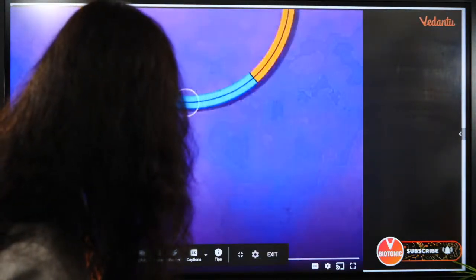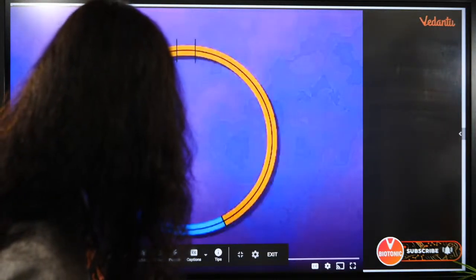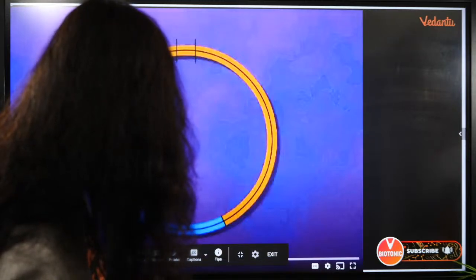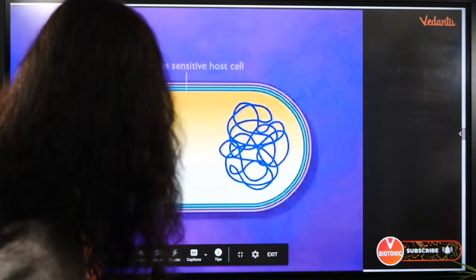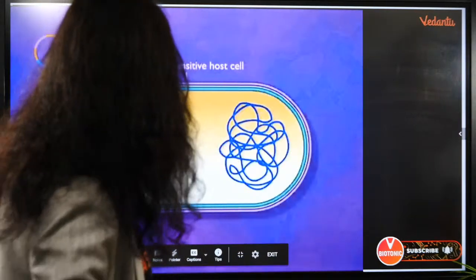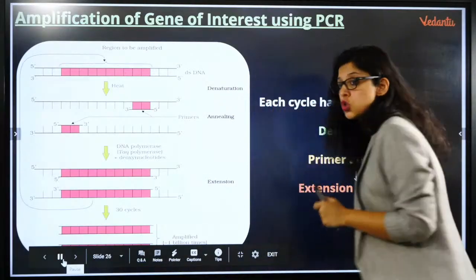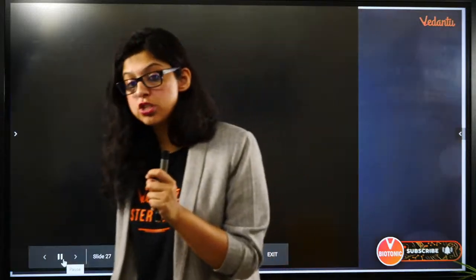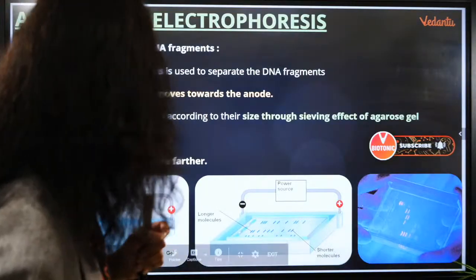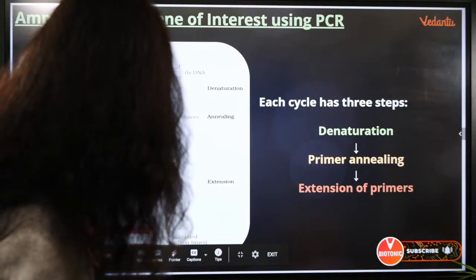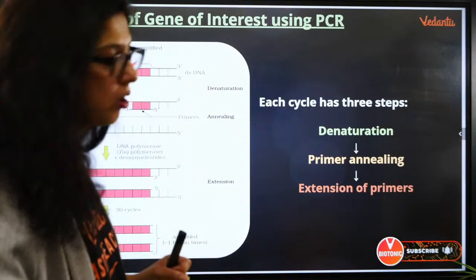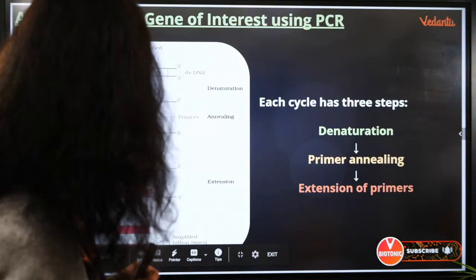See here. See, it is written here. Ampicillin sensitive. Ampicillin sensitive host cell. So what did that ampicillin sensitive host cell mean? It meant that that bacteria cannot do any antibiotic resistance.